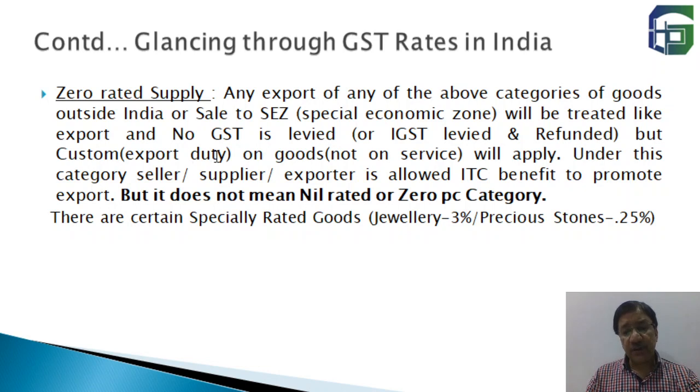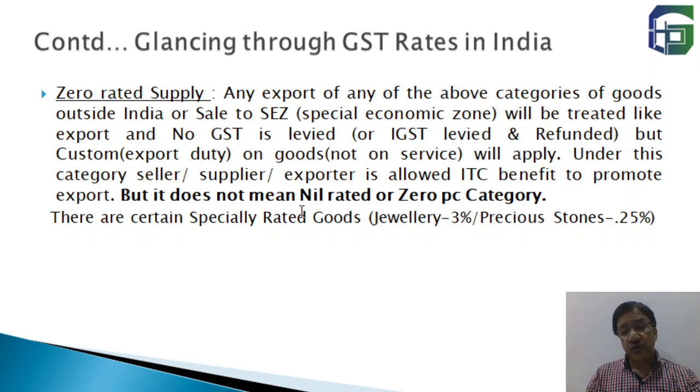So on any export supply, it is zero rated. That means no GST will be applicable. This may be any category: 5% goods, nil rated goods, 12%, 18%, 28% category. But if it is export supply, then it will be treated as zero rated, because to promote export, the government has made this type of provision. So under this category, the seller, supplier, exporter is allowed ITC benefit. Another important point here: ITC benefit is also allowed to promote the export.